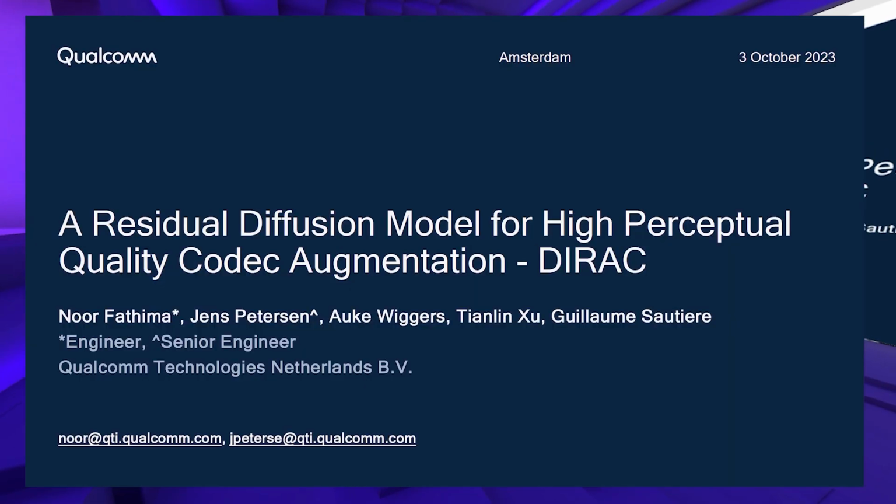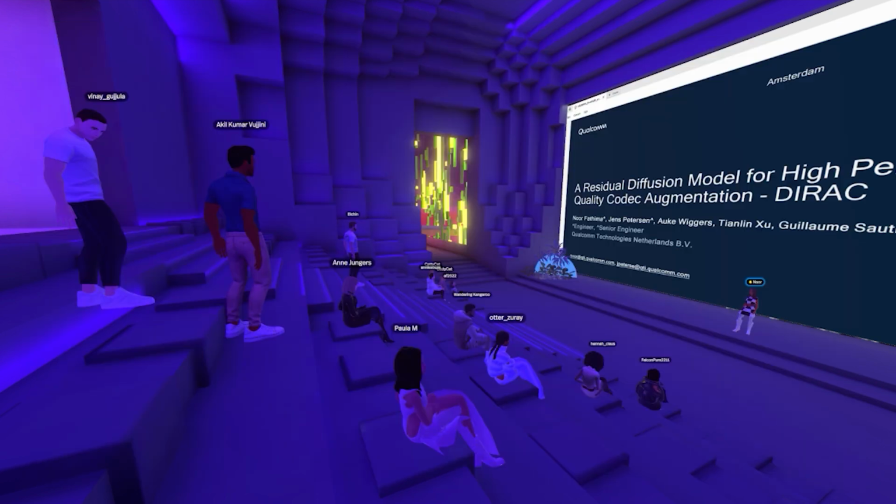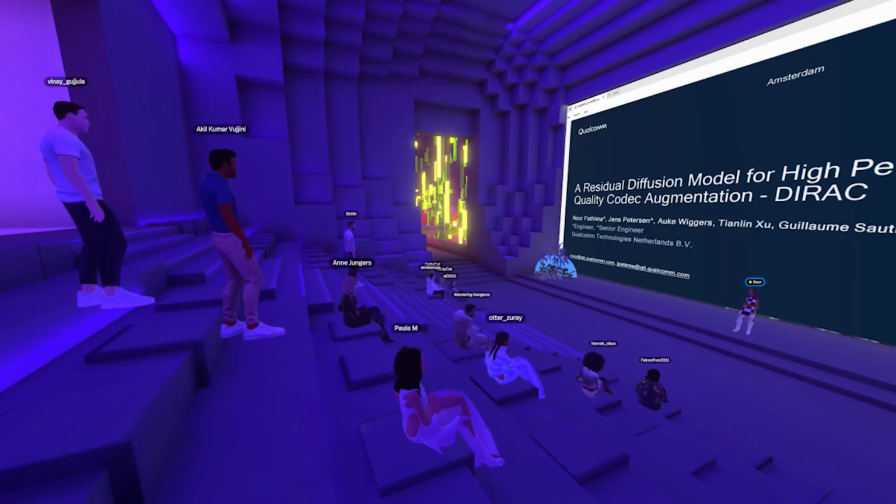This is a topic that my team and I have been working on at Qualcomm. We have our paper on arXiv at this point. It's called a residual diffusion model for high perceptual quality codec augmentation. That's quite a mouthful, so we call it DIRAC. This is joint work with my colleagues here, Jens, Auke, Chanlin, and Guillaume.